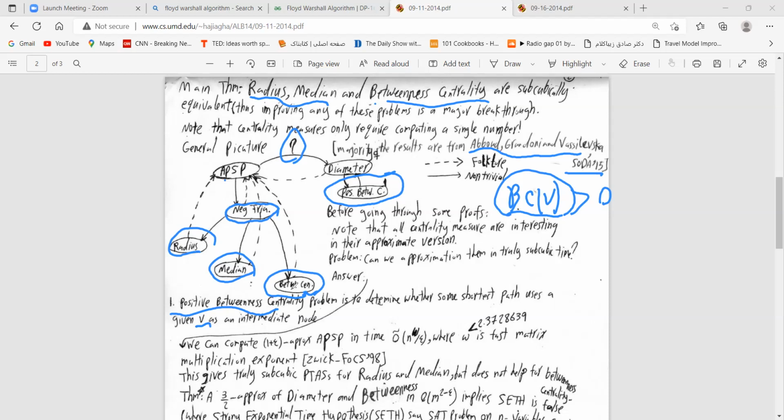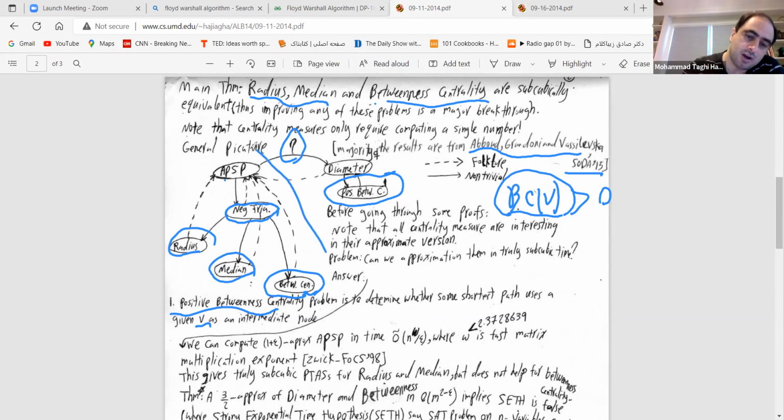Because diameter is, you're saying, equivalent to... Yeah, you can get that. Yes, exactly. So in some sense, radius and median are harder problems than diameter or betweenness centrality. So all these problems are harder than these problems. We don't know whether they are equal, just greater or equal. Okay, clear?